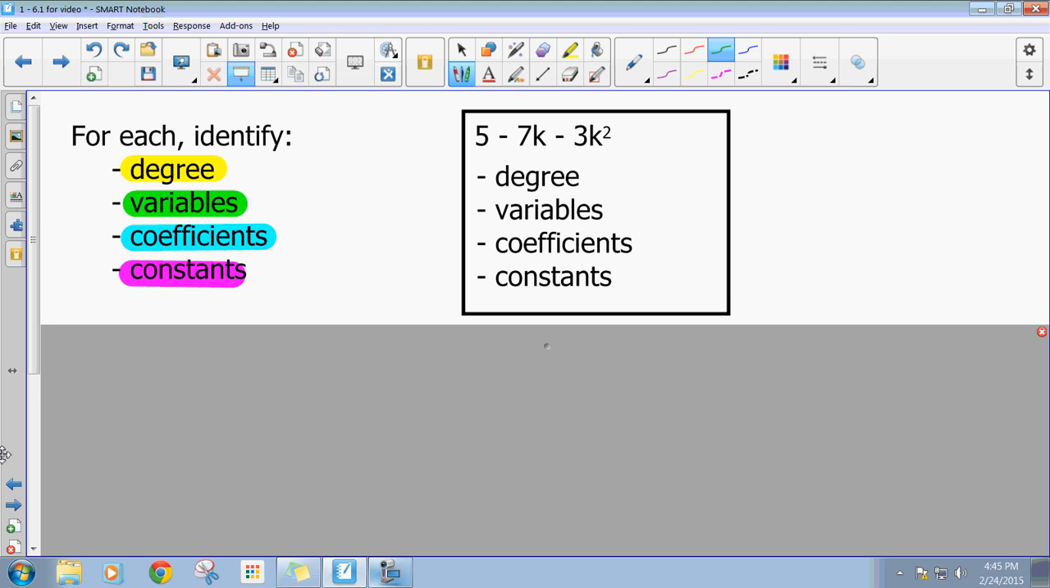So in your homework today, you're going to be asked to do a number of things. The first is you're going to be asked to figure out the degree of a particular polynomial. You'll be asked to find the variables, the coefficients, and the constants. So let's start with the degree.